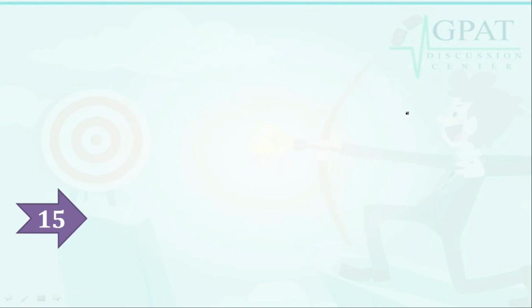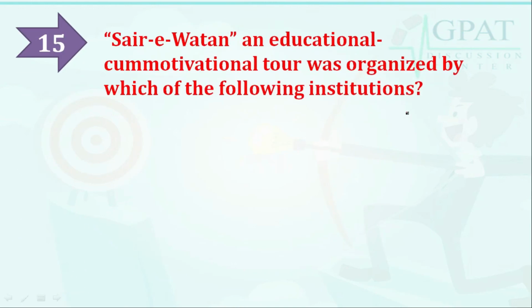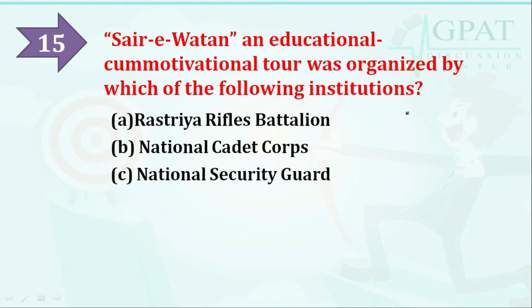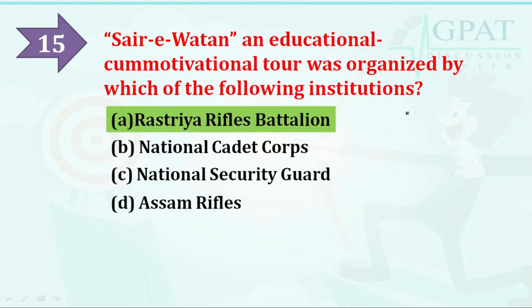Moving on to the next and last question of this video: Sera Watan, an educational motivational tour, was organized by which of the following institutions? Option A is Rashtriya Rifles Battalion, option B is National Cadet Corps, option C is National Security Guard, option D is Assam Rifles. The correct answer is Rashtriya Rifles Battalion, which organized Sera Watan, an educational motivational tour.